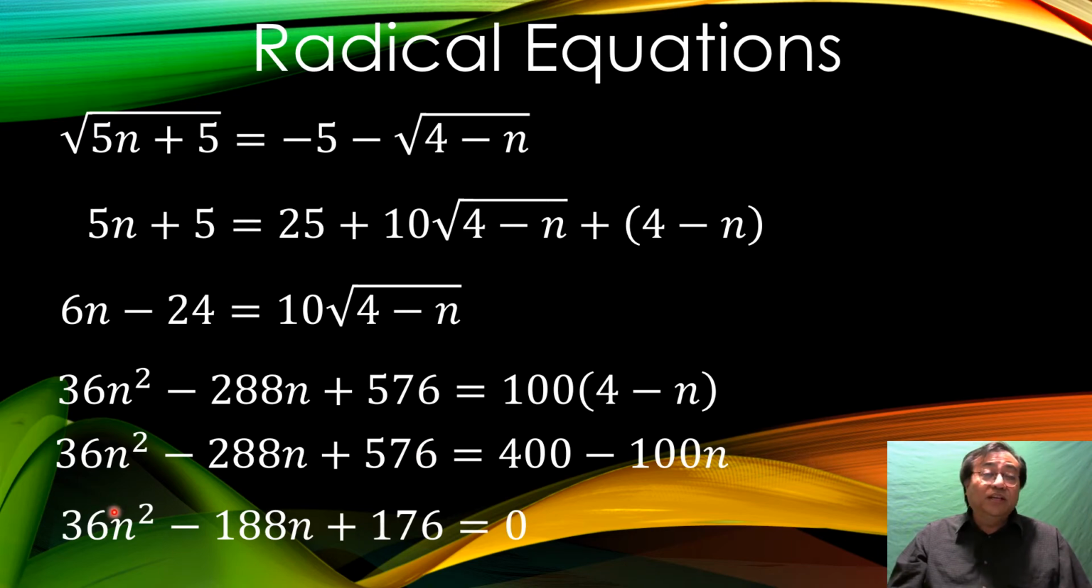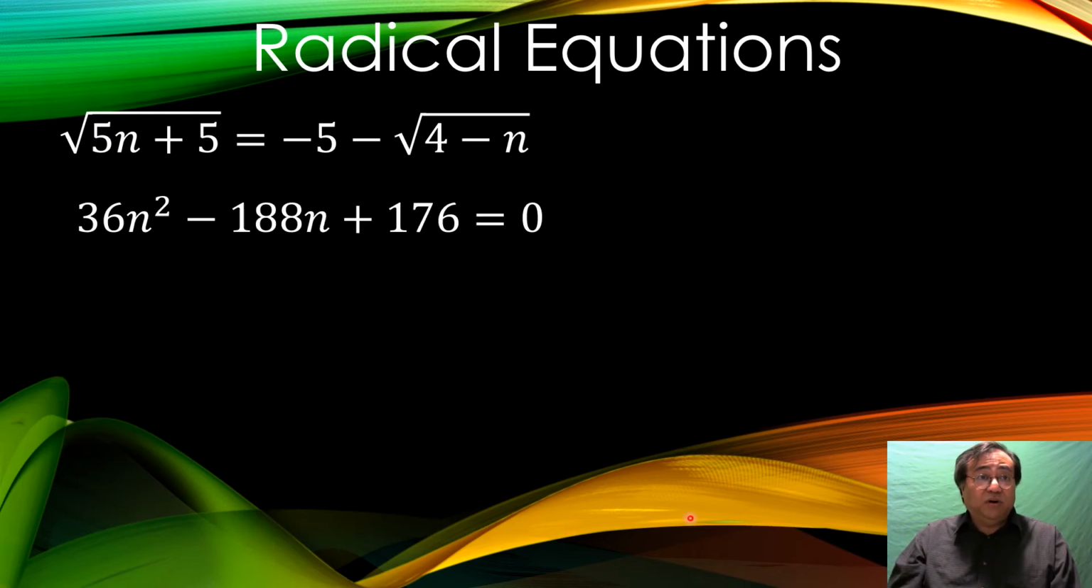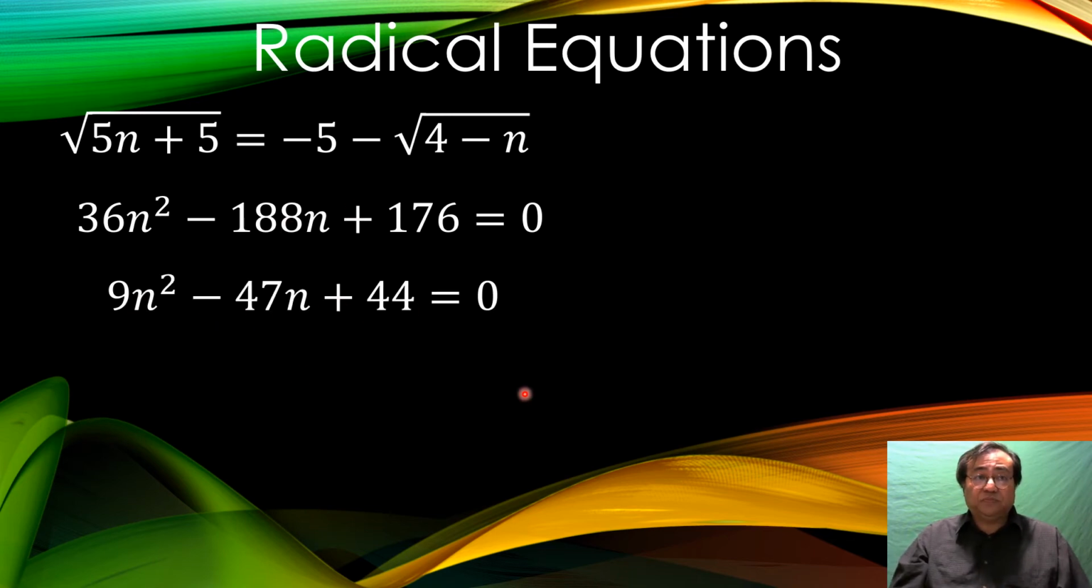Move everything to the left side. Notice this is even, and it turns out you can divide by 4. Well, there's the last line of the last screen. Divide by 4, and I get this. This is just a difficult factoring problem.